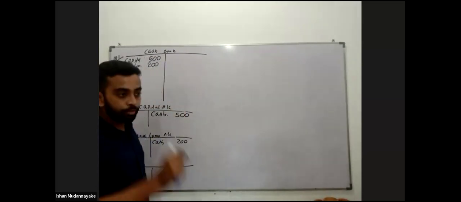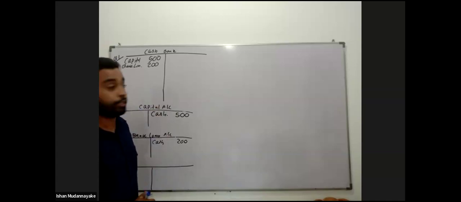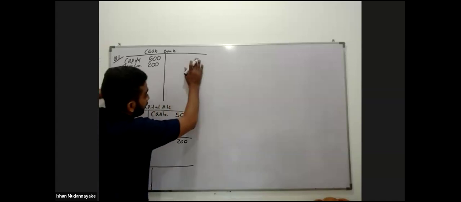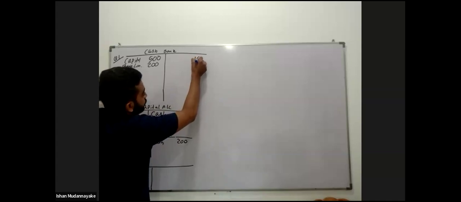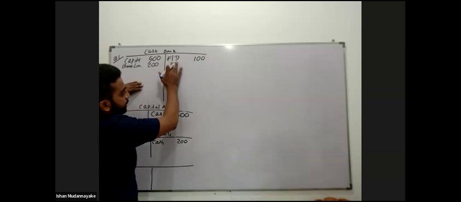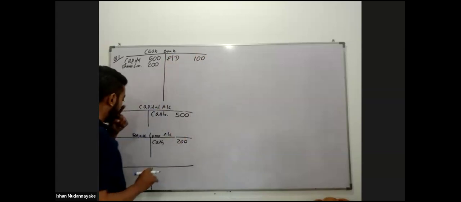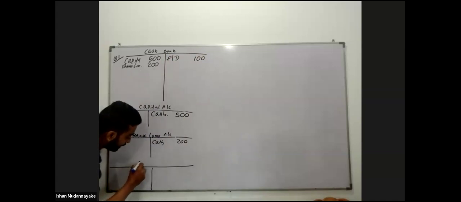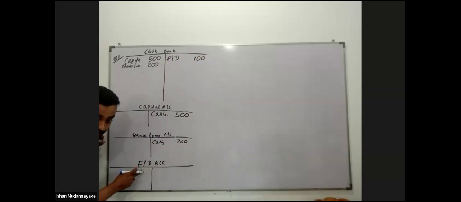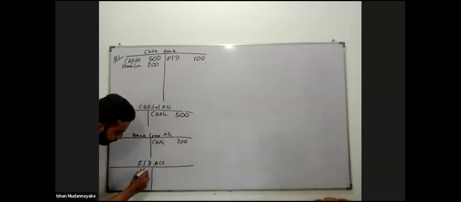The opposite account is the fixed deposit account. So the cash book credit 100,000, and FD means fixed deposit. Cash outflow, therefore cash book credit, and then fixed deposit account debit. Cash book credit 100,000, fixed deposit account debit 100,000.